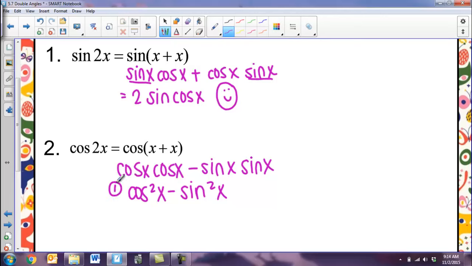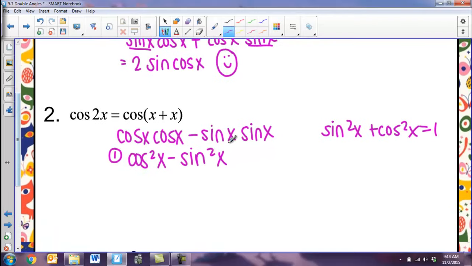So that's the first one that they show you, that cosine 2x equals that. Now you have to be careful here. This is not equal to 1. Cosine squared x minus sine squared x is not 1. If you remember that Pythagorean identity, it looks like this, with cosine first. So if we add them together, we'd get 1, but not if we subtract them. So this is a completely different identity.